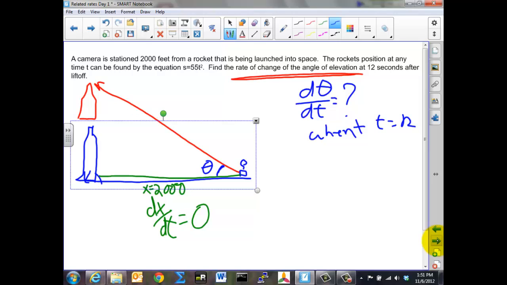Think about when a rocket takes off. What happens? Think about when you've seen a rocket take off. It starts off kind of slow, doesn't it? And then the further up it goes, the faster it goes, okay?